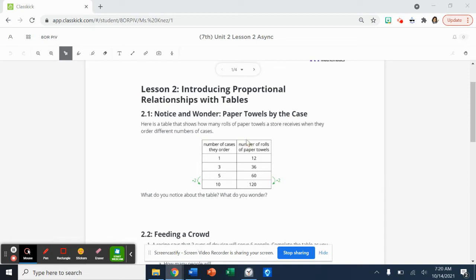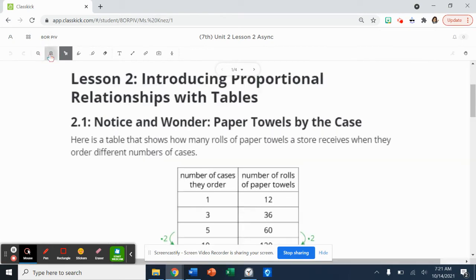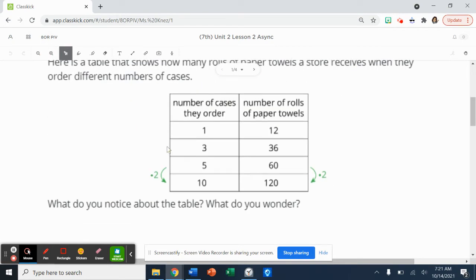Okay, so at this point you should have written a full sentence about what you notice and wonder, and I want to point a few things out to you. First, in class, we talked about how every entry in this table is an equivalent ratio. And we can see that here with the green arrows that demonstrate we can multiply both sides of the ratio 5 to 60 to produce the ratio 10 to 120. We could do the same thing with any ratio in the table. For example, 1 times 10 is 10, and 12 times 10 is 120.